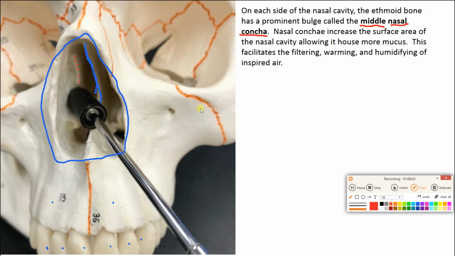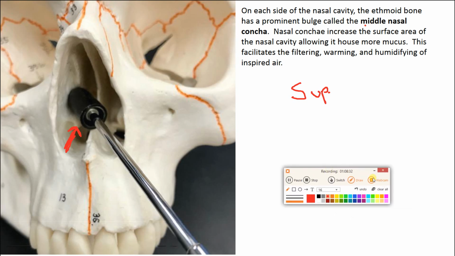Now, I know you're thinking, hey, there's a middle one? Are there other ones? Well, there is a superior one as well that also belongs to your ethmoid bone. We just don't see it in this model. We do see an inferior nasal concha, but it is its own bone. So we're going to meet it next time in the next lab video, which I swear to you will not be as long as this one. All right. Almost done, guys.